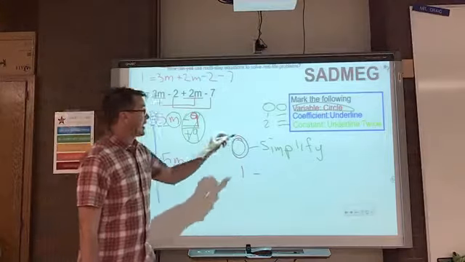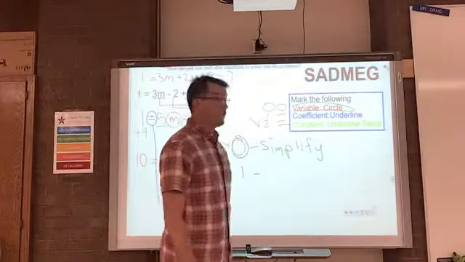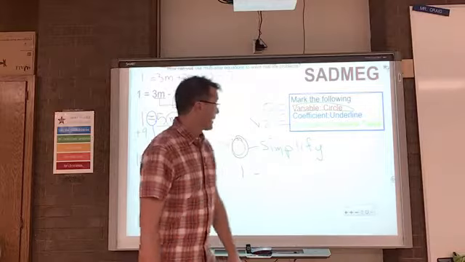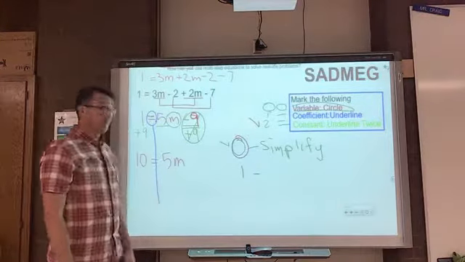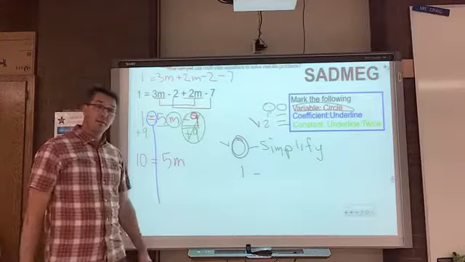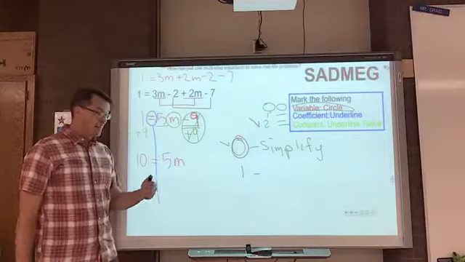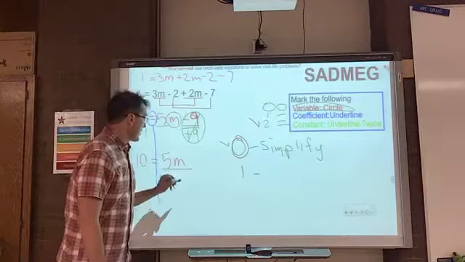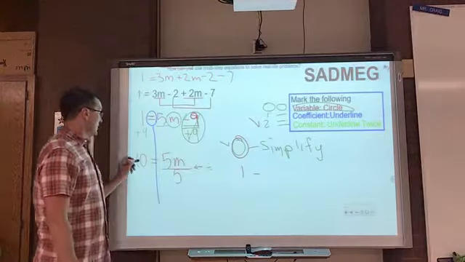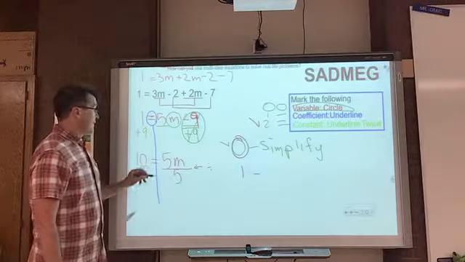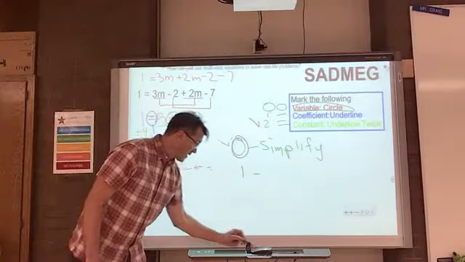And so now I've taken care of step 2. Now I've got to go to step 1, which is get rid of the coefficient. The coefficient is 5 times m. So how do I get rid of times 5? Divide by 5. The opposite of times is divide. So I divide this side by 5. That's what this line here means. It means divide. And I divide this side by 5. 5 divided by 5 is 1.